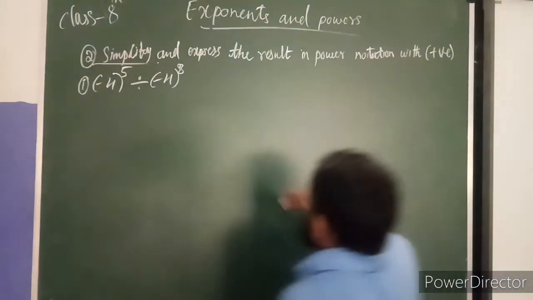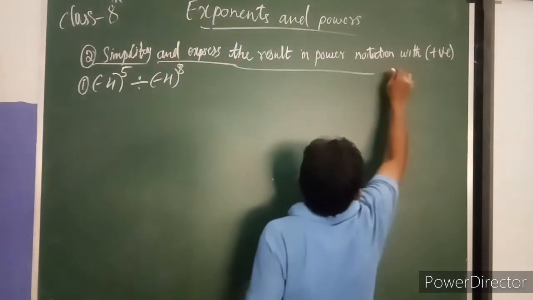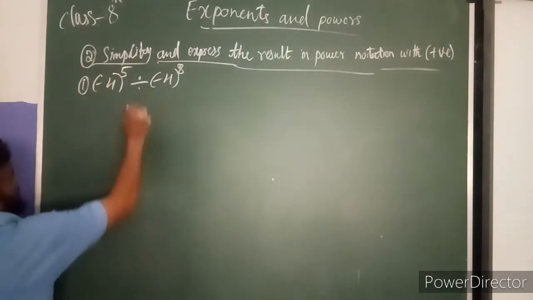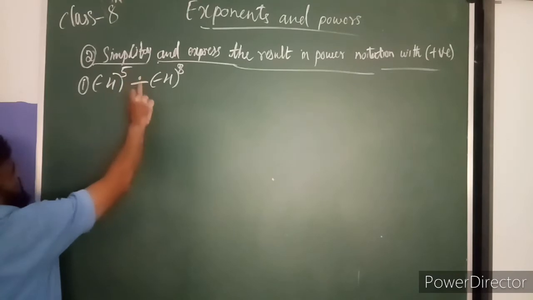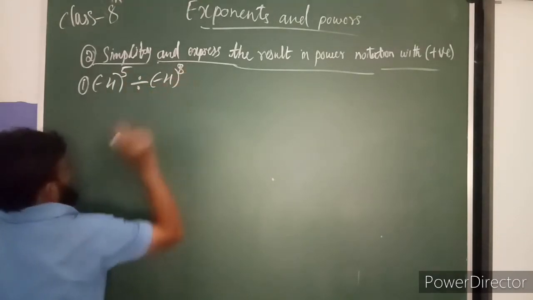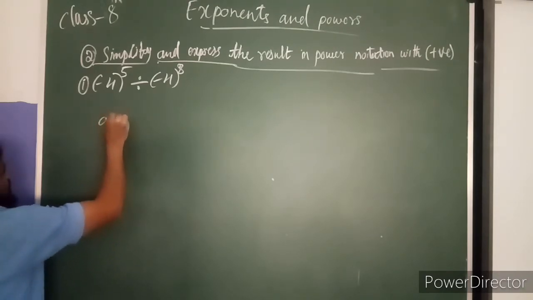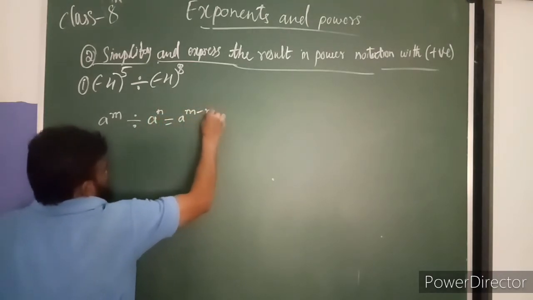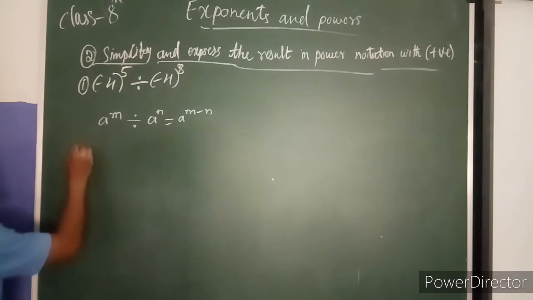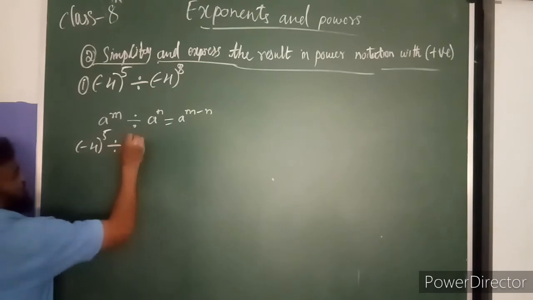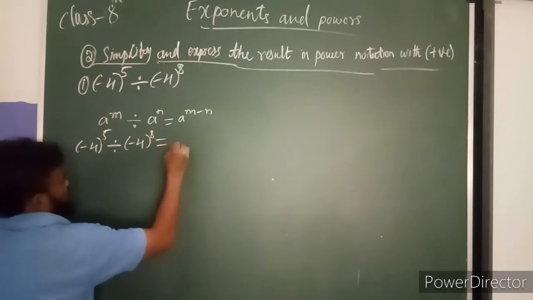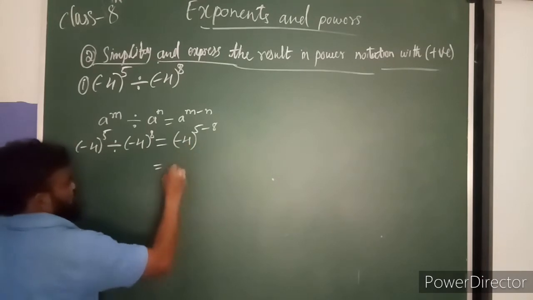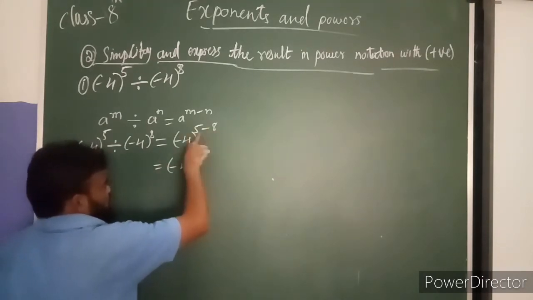Now the second way: simplify and express the result with the power positive. The power should come out positive. Both are negative, so the result is positive only. See, minus 4 to the power of 5 divided by minus 4 to the power of 8. We know the law of exponents: a to the power of m divided by a to the power of n is equal to a to the power of m minus n. According to the law of exponents, minus 4 to the power of 5 divided by minus 4 to the power of 8 is equal to minus 4 whole to the power of 5 minus 8. Now what do we get? Minus 4 to the power of minus 3, since 5 minus 8 is minus 3.